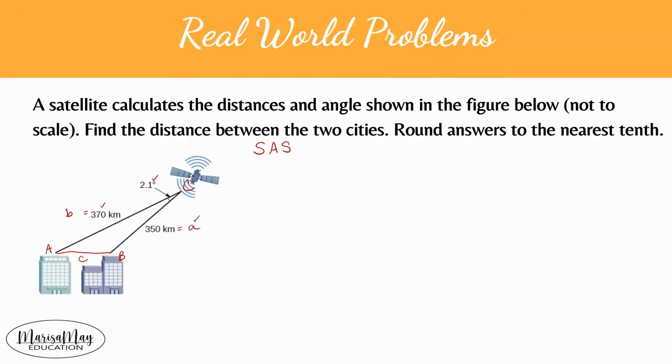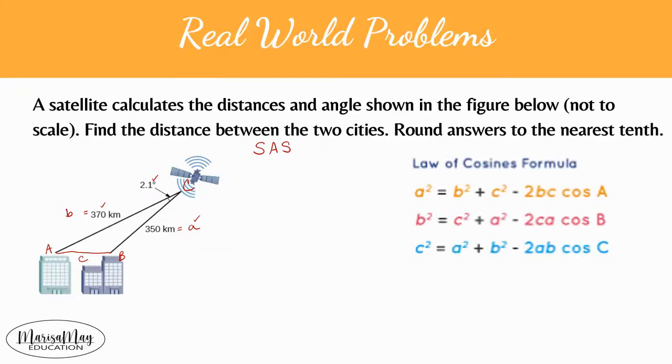When you know a side and another side and the angle between them, then you must use the law of cosines in order to find a missing side. And particularly for this one, since we're looking for little c, we're going to use that last one.